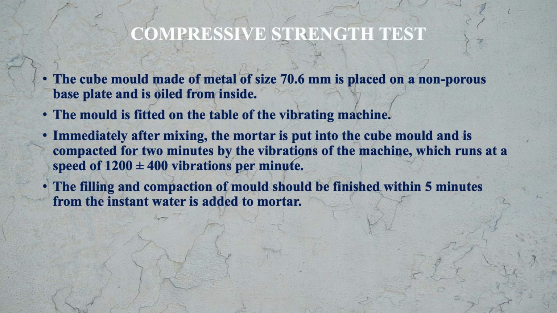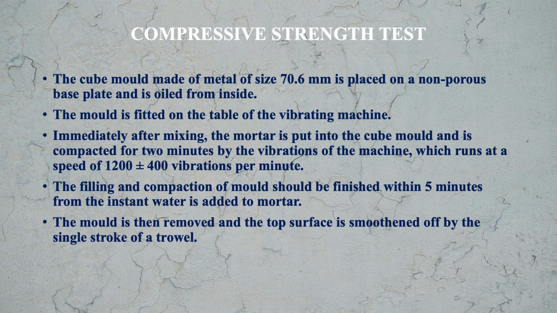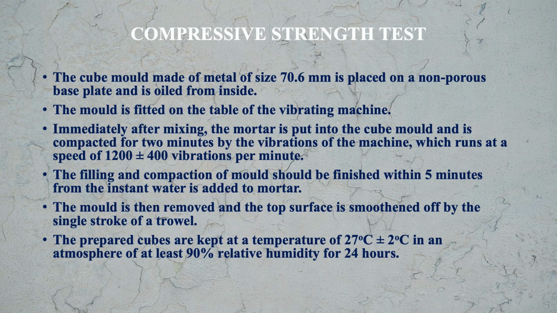The filling and the compaction of the mold should be finished within 5 minutes from the instant water is added to the mortar. Now the mold is then removed and the top surface is smoothened off by a single stroke of the trowel. Now the prepared cubes are kept at a temperature of 27 degrees centigrade plus minus 2 degrees in an atmosphere of at least 90% relative humidity for 24 hours.